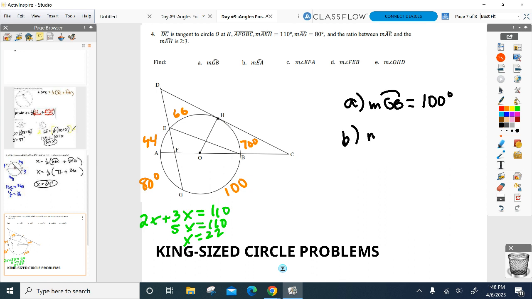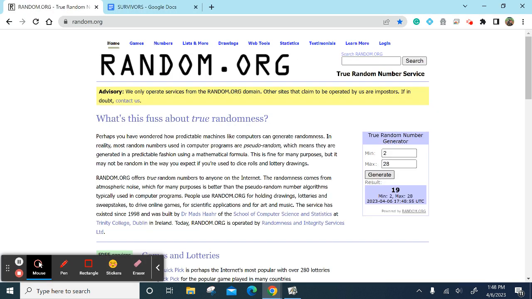Oh, look at B. What's the measure of arc EA? Done. Did it already. 44. All right, now we're going to have to think a little bit. How about the measure of angle EFA? Locate that angle EFA. It's definitely inside the circle, isn't it?